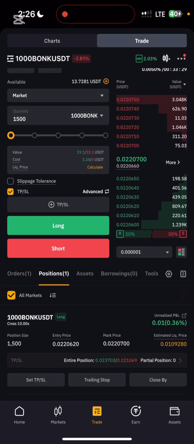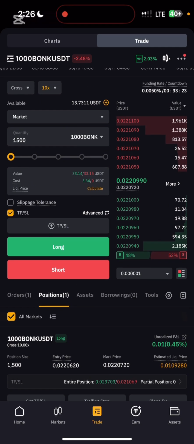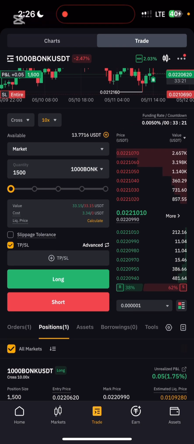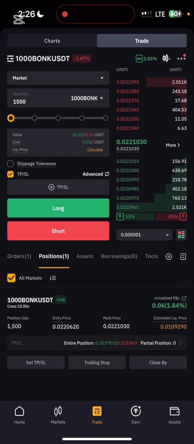As you can see, the trade is already running in profit. So that's the difference between market order and limit order. With a market order, you enter the trade immediately. As you can see, it is running in profit.